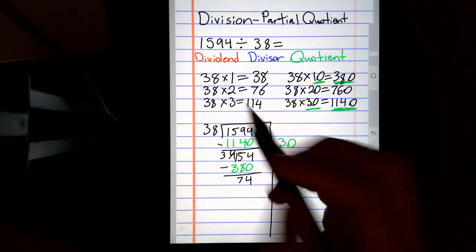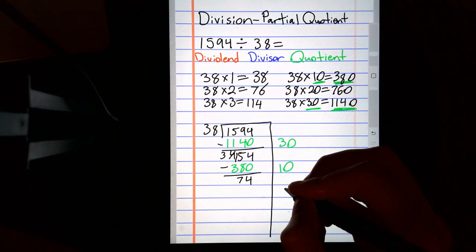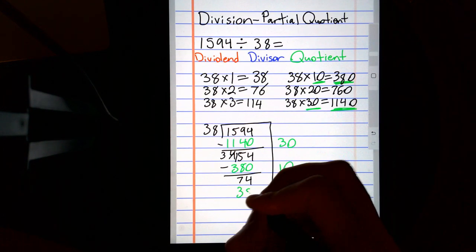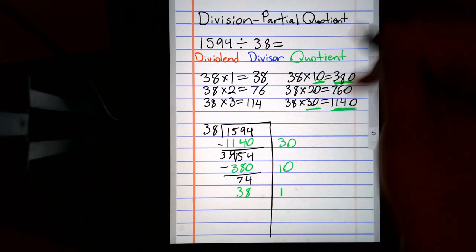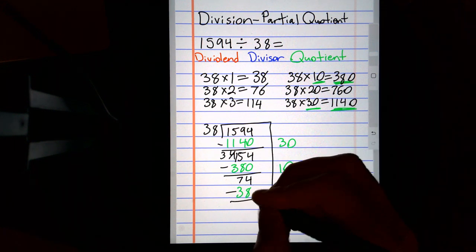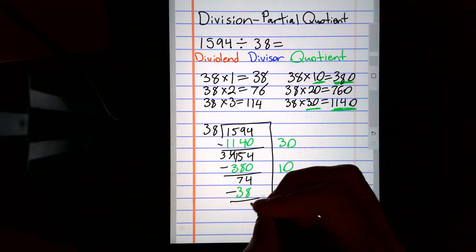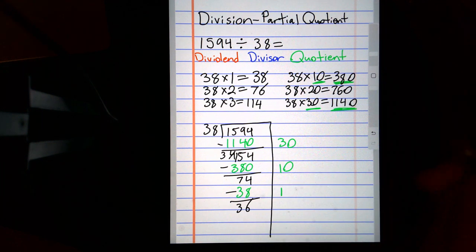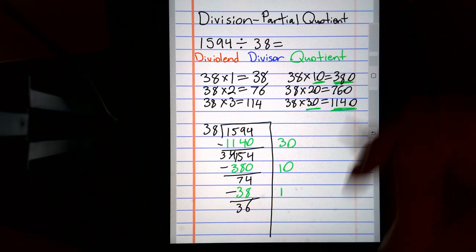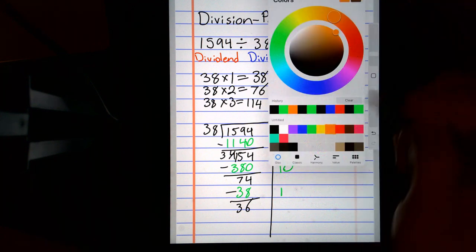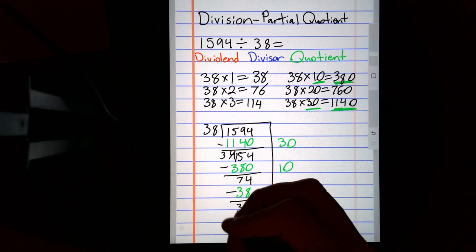And then we have our 38 times 1 equals 38. We would go here and subtract, and that would leave us with 36, just like before. And that would end up being our remainder.